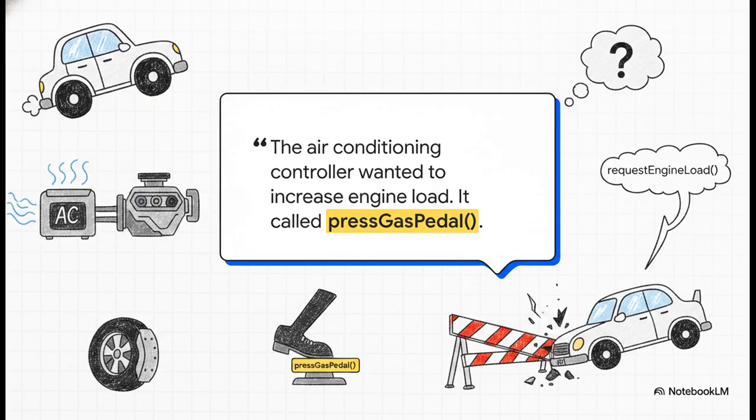Just let that sink in for a second. Because the software used the wrong semantic action, the AC literally pressed the gas pedal in the code, which released the brakes and crashed the car right into a barrier. No way, right? But that is the absolute absurdity and literal real-world danger of disconnected semantics.